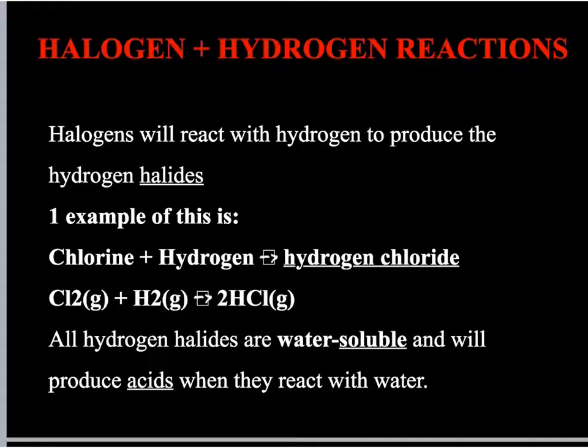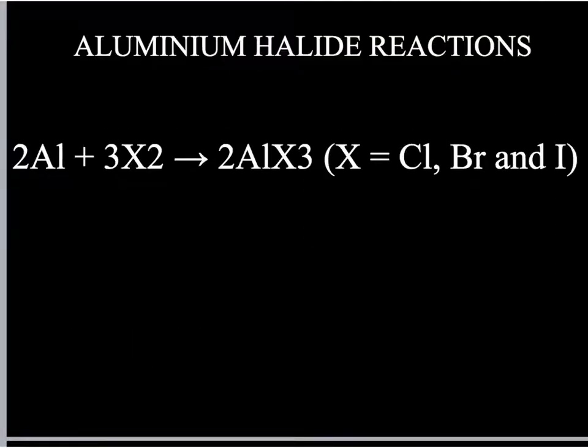The halogens can also react with hydrogen in the same way to produce the hydrogen halides. For example, we have chlorine and hydrogen making hydrogen chloride. All the hydrogen halides are water soluble and produce acids when they react with water. Hydrogen chloride dissolved in water is known as hydrochloric acid. The halogens are often represented by an X. This means that it could be any halide. They will also react with aluminium to form the aluminium halides, AlX3.